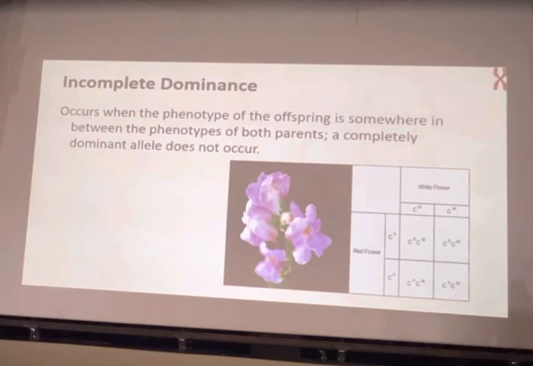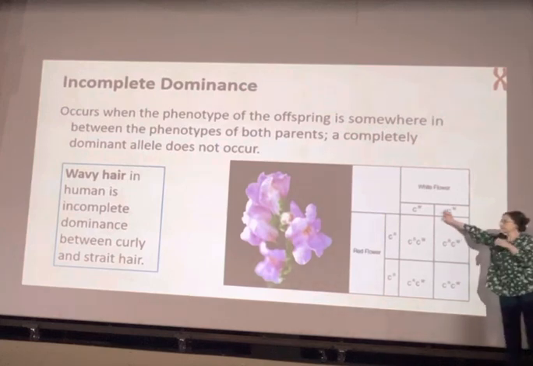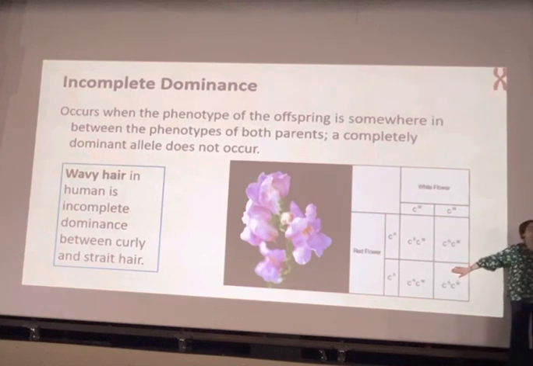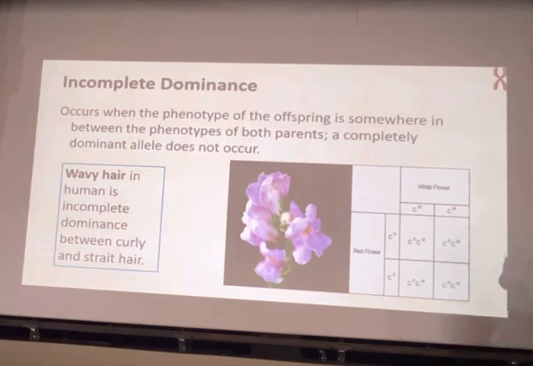This is incomplete dominance. There are many examples in humans, but wavy hair is considered a good example, between straight hair and curly hair. Wavy is a good example. I want to get your attention to this. Look at this square here and see how the inheritance in the Punnett square is written.